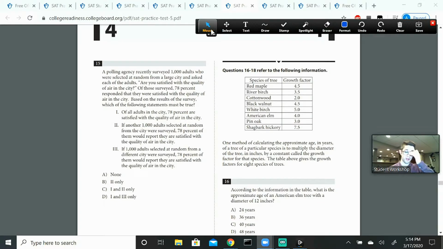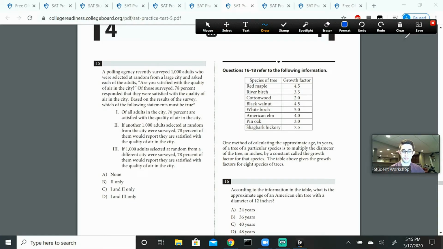All right, we'll go down these one by one. Of all adults in the city, and again, keep an eye out for this must be true. That's pretty important. Of all adults in the city, 78% are satisfied with the quality of air in the city. Now, they surveyed 1,000, which is a pretty good statistical number. However, it's only an estimate, so it's not absolutely true that 78% on the dot are satisfied.